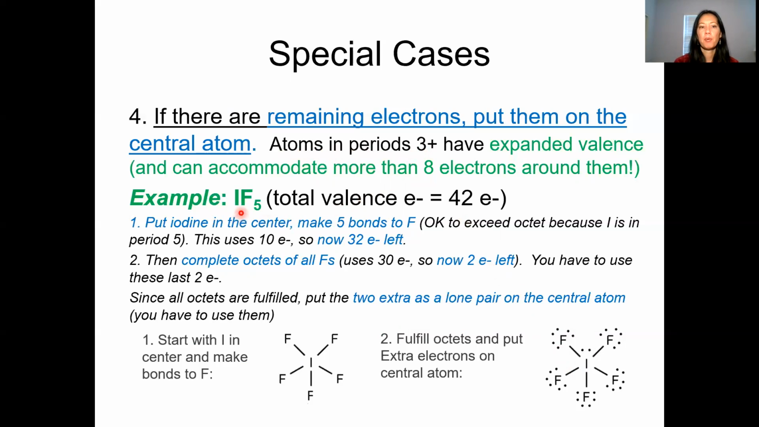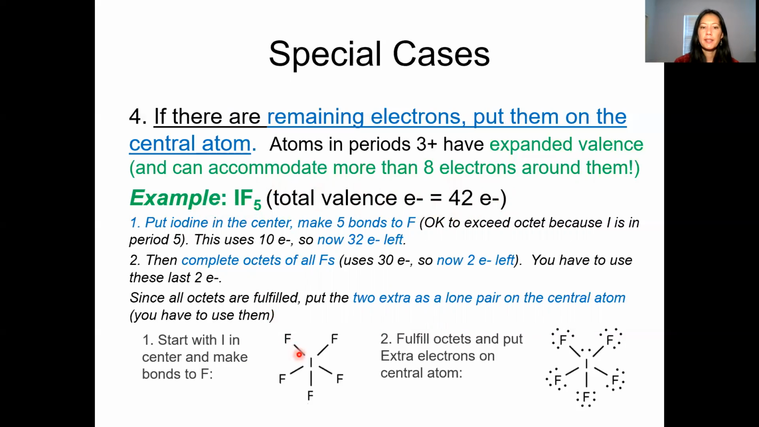Here's our first example, IF5, iodine pentafluoride. Count up the total valence electrons. These are all halogens, so I have iodine and 5 fluorine, so I have 6 halogens. Each halogen is in group 7, so 7 valence electrons. 6 times 7 is 42. I have to use exactly 42 to build my molecule. There's no ion charge, so I don't need to add or subtract any.